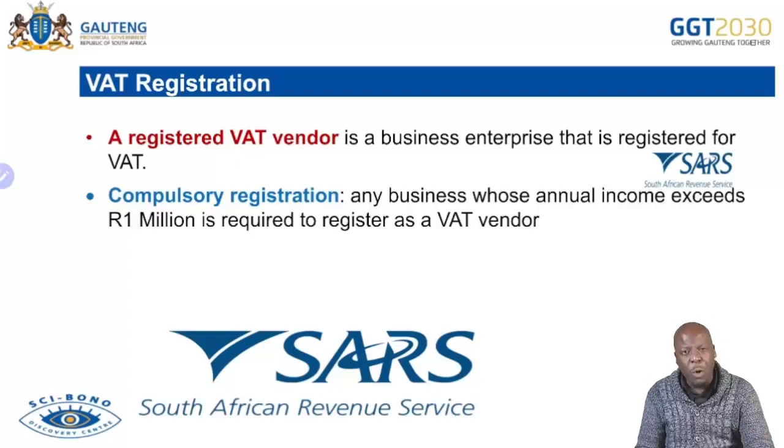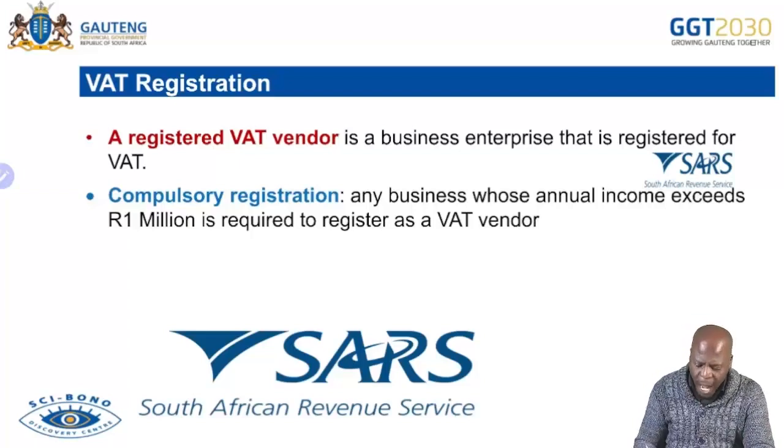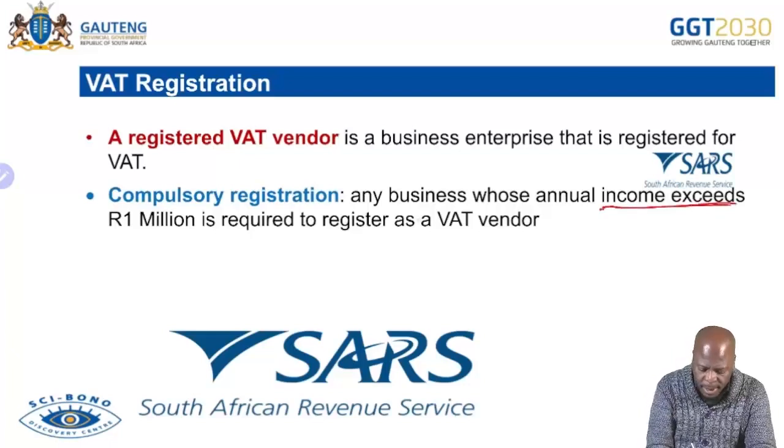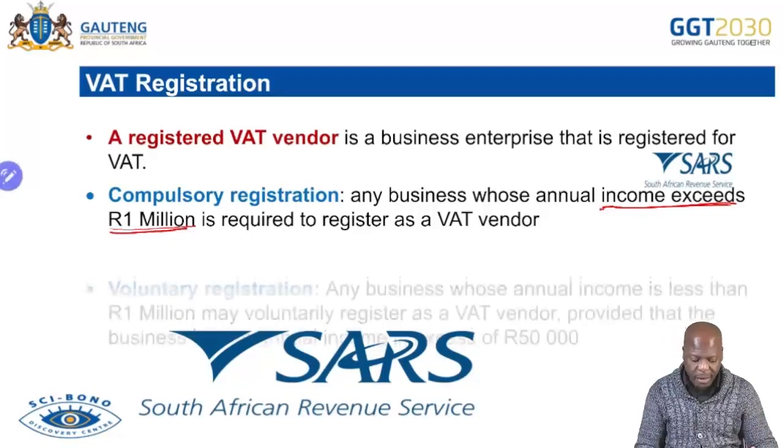Number one, there's what we call compulsory registration. Already you know, if something is compulsory, it means you are enforced to do so. All right? So any business whose annual income exceeds 1 million rands is then compelled to register as a VAT vendor. When your annual income exceeds 1 million, you are compelled to register as a VAT vendor.